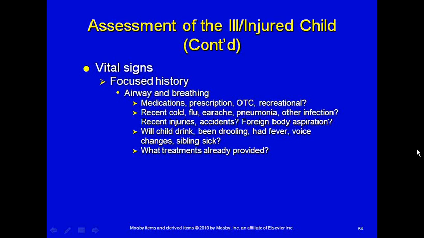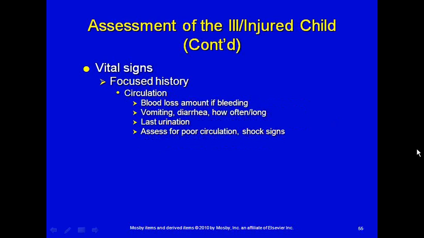Will a child drink? Have they been drooling? A child that's drooling can't swallow, and that certainly might be caused by something like epiglottitis. Have they had a fever? Have they had changes in their voice, where their voice gets real froggy or croaky? In those particular situations you're thinking more like croup, or at least an upper airway obstruction. Do they have a sibling that's also sick? And then what treatments have already been provided?